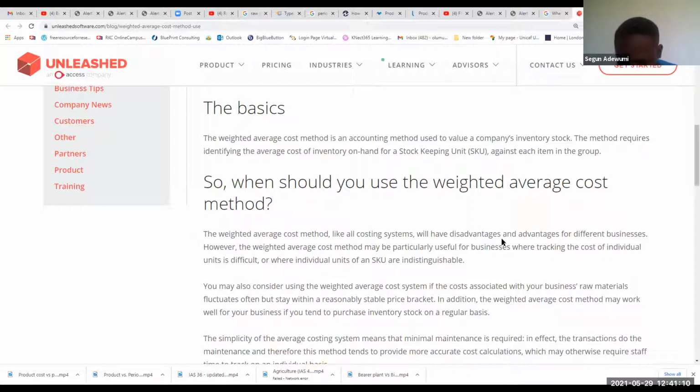In effect, the transactions do the maintenance, and therefore this method tends to provide more accurate cost calculations, which may otherwise require staff time to track on an individual basis.